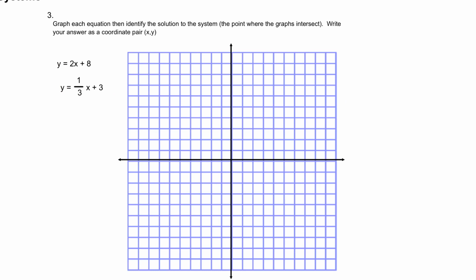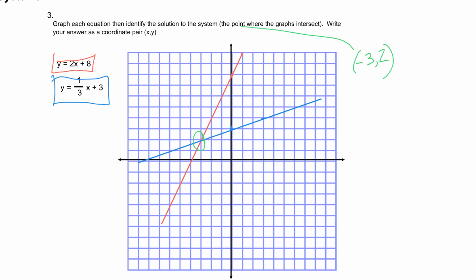Now, I've worked through the first two pretty methodically. I've shown you how I've graphed each one. For the next couple, I'm just going to quickly skip through that part. I'm going to assume you know how to graph it. So I'm going to graph the two lines. And now I just have to find where do they cross. They cross right here at the point negative 3, comma 2.